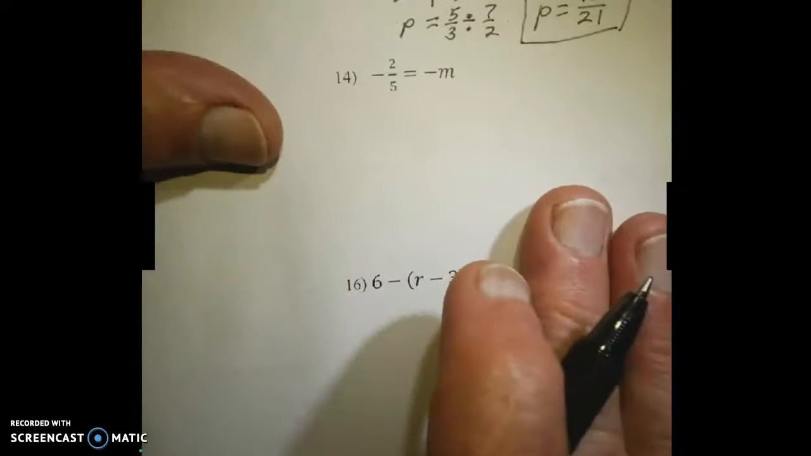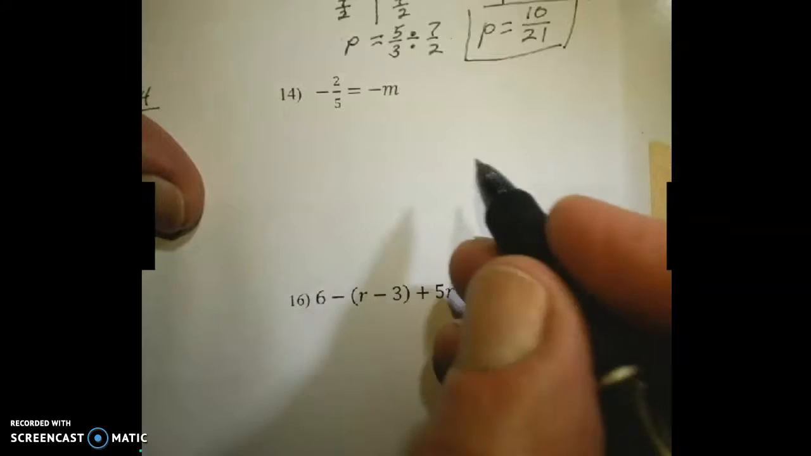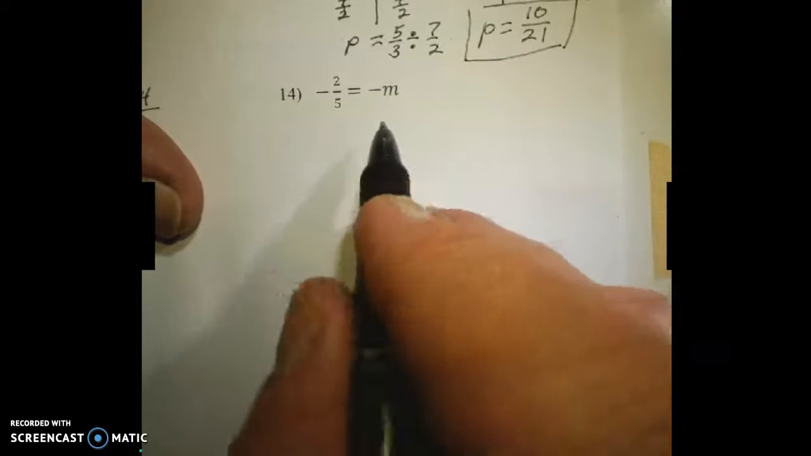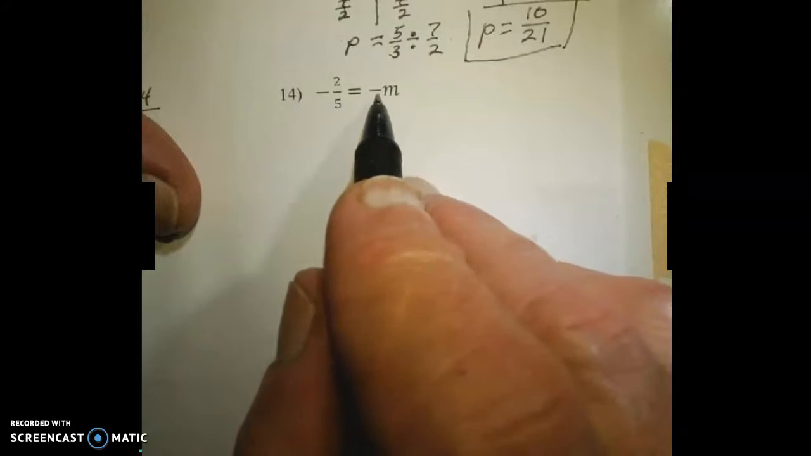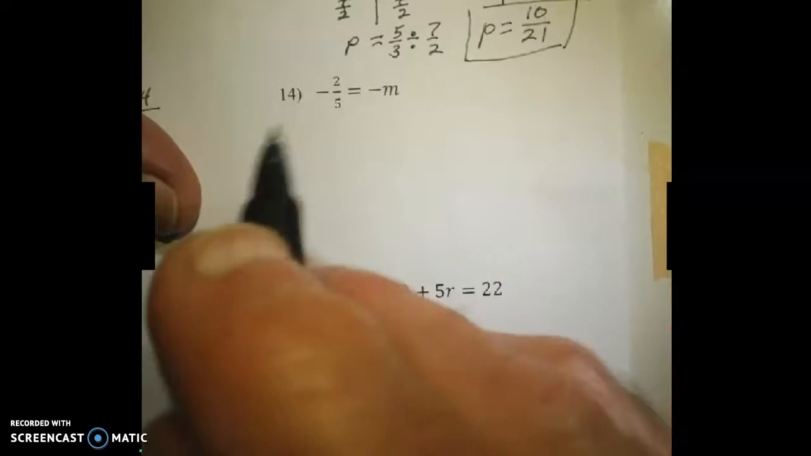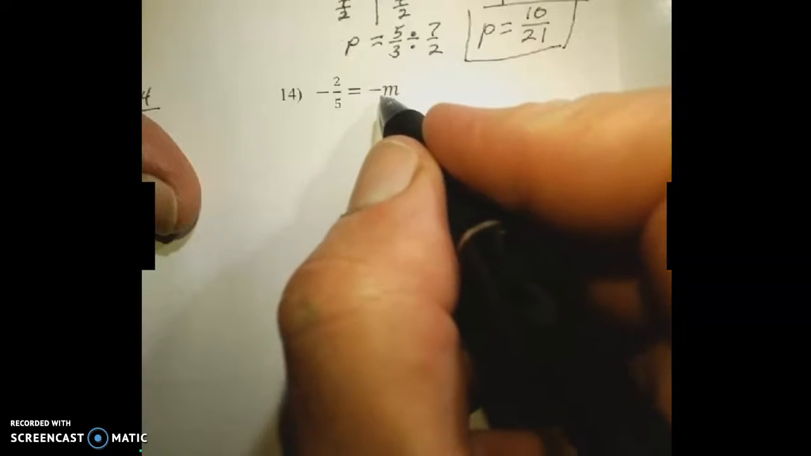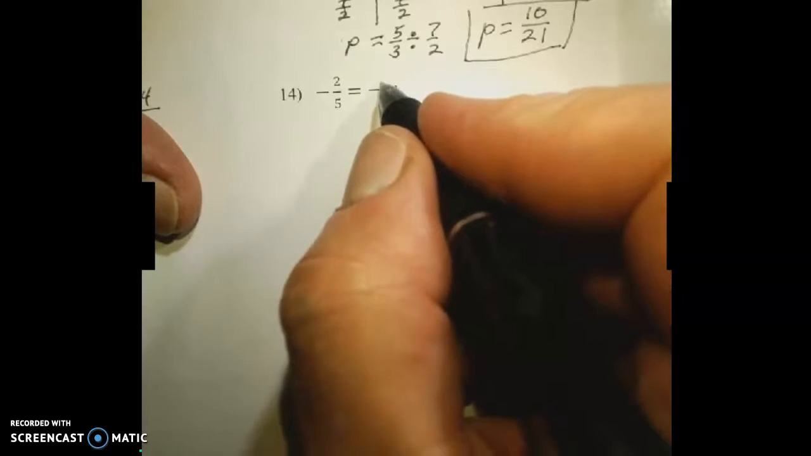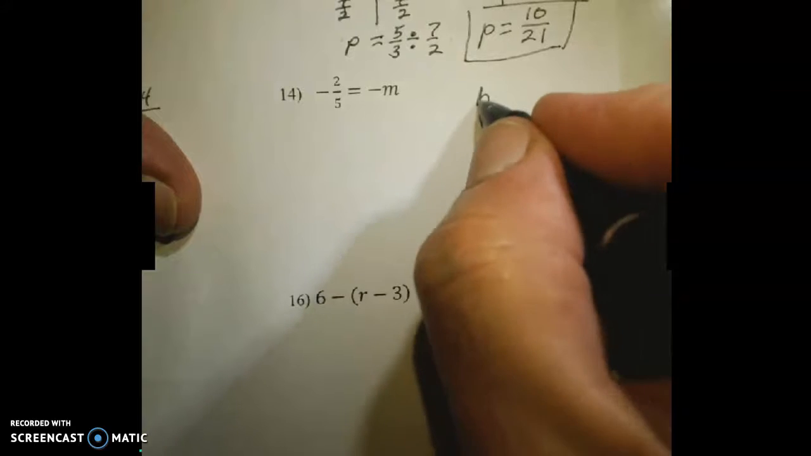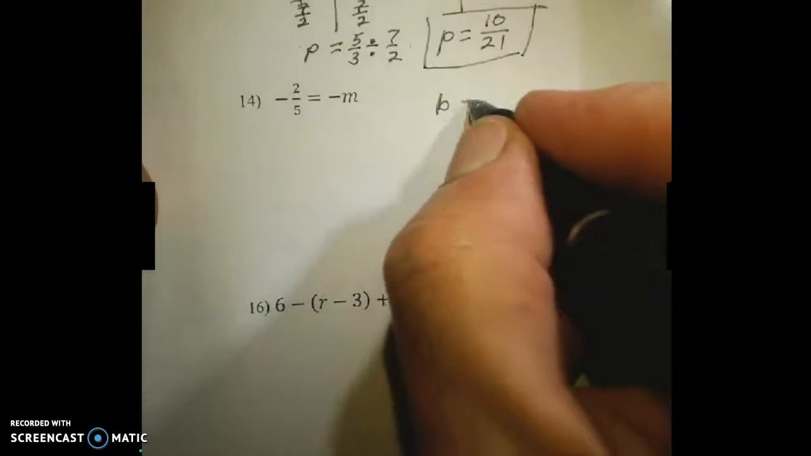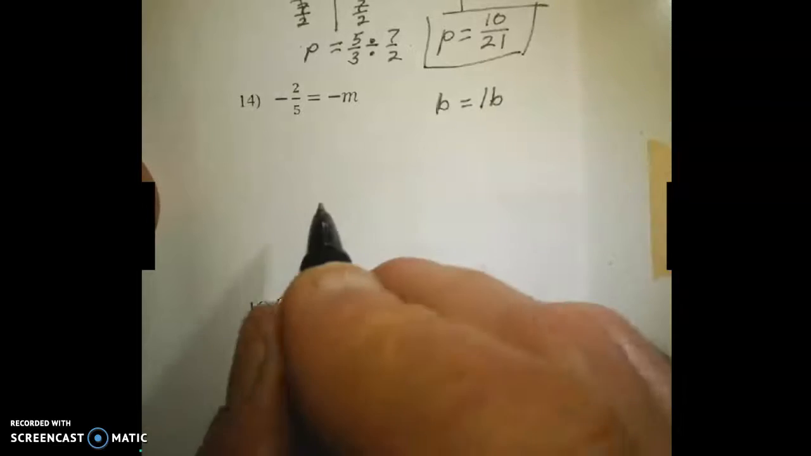Number 14, kind of a tricky question. Kids miss this, even though this is really kind of simple. The issue is there's nothing next to the m. This just says negative m or minus m. This is almost like a secret agent one situation. When there's no number next to a variable, like b, you can always put a 1 next to it. b is the same thing as 1 times b.